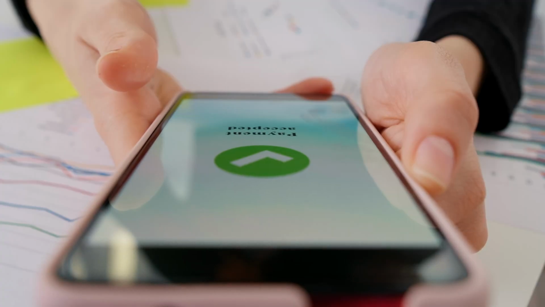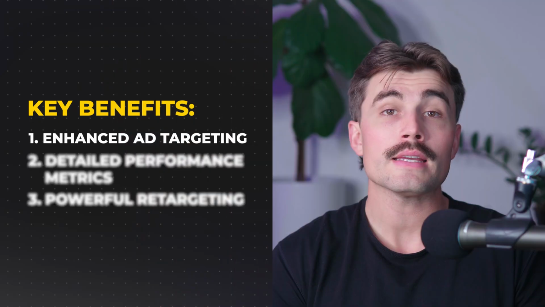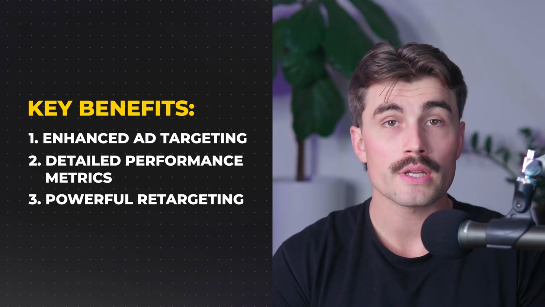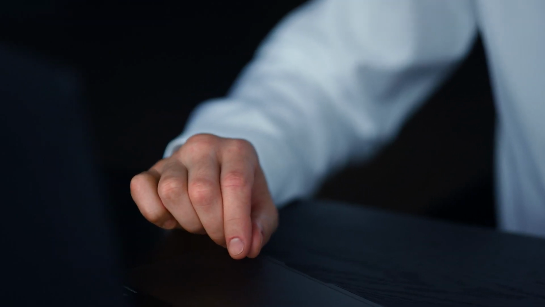So the Pixel gathers data to help TikTok's algorithm find audiences that are more likely to convert, saving you money and improving your campaign performance. You also get detailed performance metrics, so you can see exactly how your ads influence user actions and identify which campaigns deliver the best ROI. You can also do powerful retargeting. So the Pixel allows you to retarget users who visited your store but didn't make a purchase, dramatically improving your chances of converting them to a paying customer.